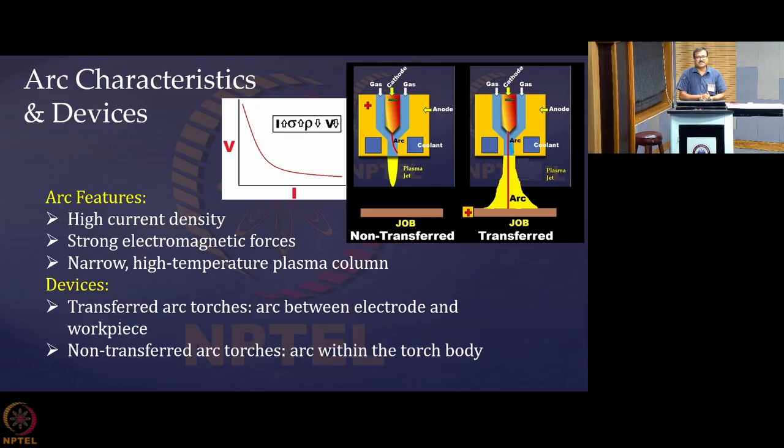Now, such devices are in two forms, as we have read in the class. I just summarize here: they are transferred, in which the arc is connected to the job, and non-transferred, when the arc is connected to the anode only, not connected to the job. So, these are the two different modes of connection of arc.